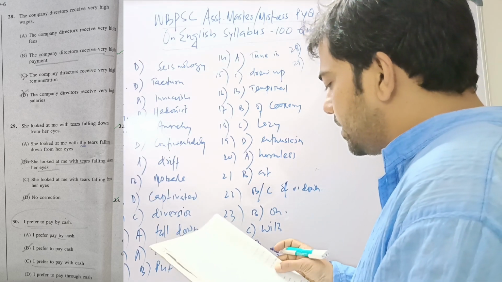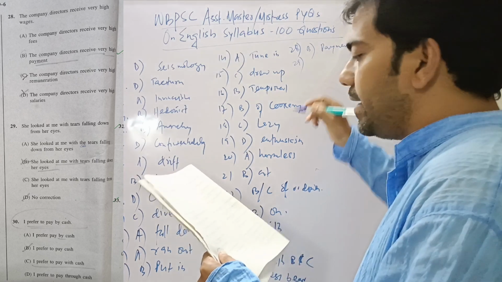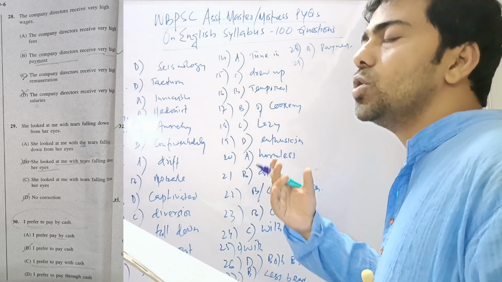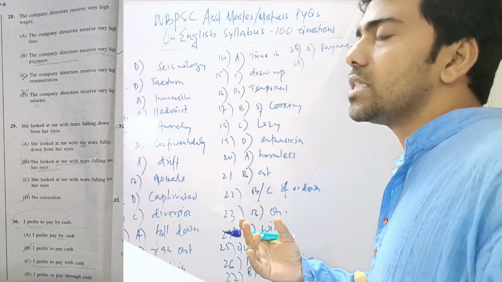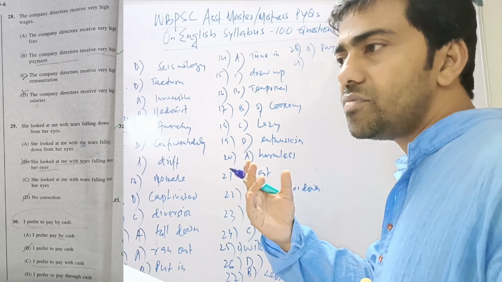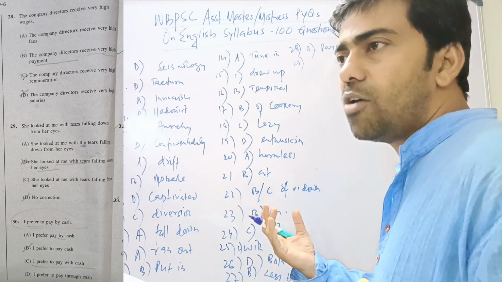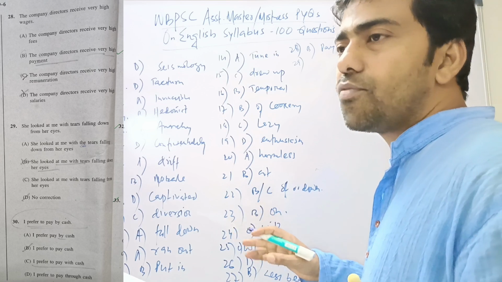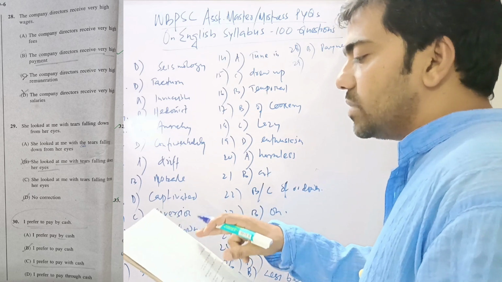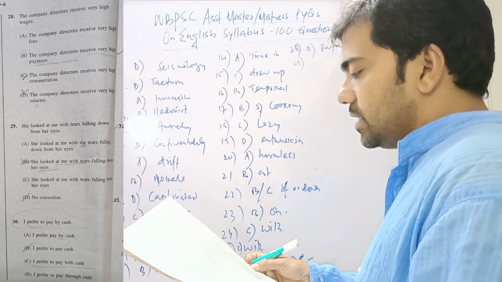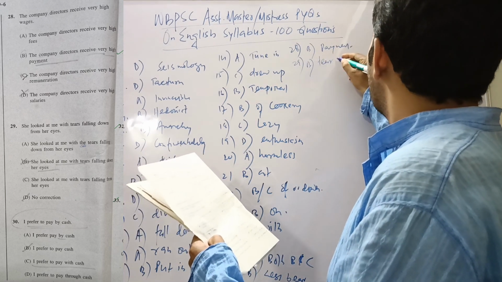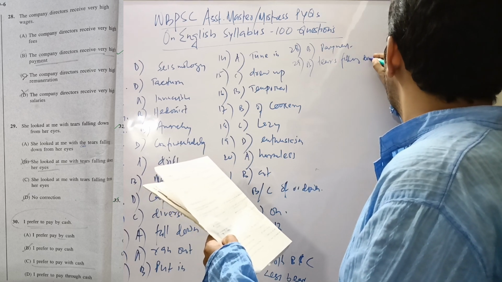She looked at me with tears falling down from her eyes. So 29, she looked with tears falling down from her eyes. With tears falling down from her eyes, from is appropriate in a situation where something is manually extracted or taken out from somewhere, but when it happens automatically the preposition from will not be there. So the line with from omitted will be the correct one. She looked at me with tears falling down her eyes. B number. Tears falling down her eyes.